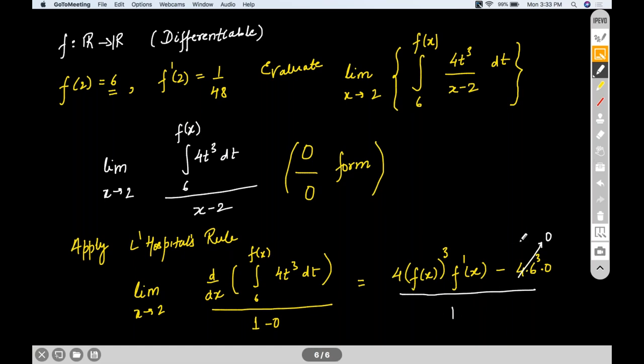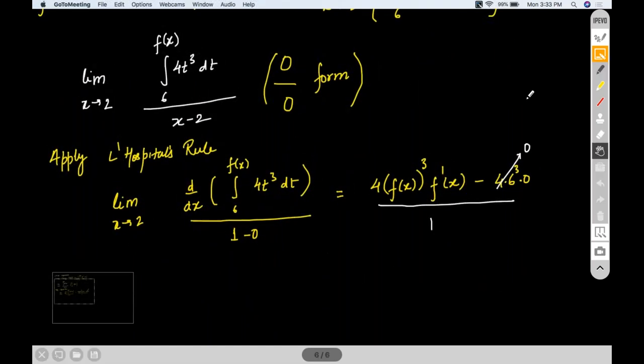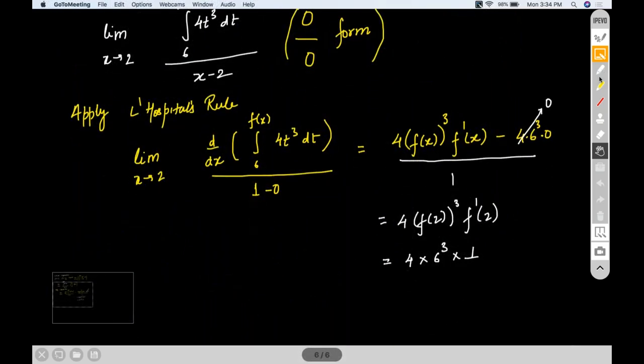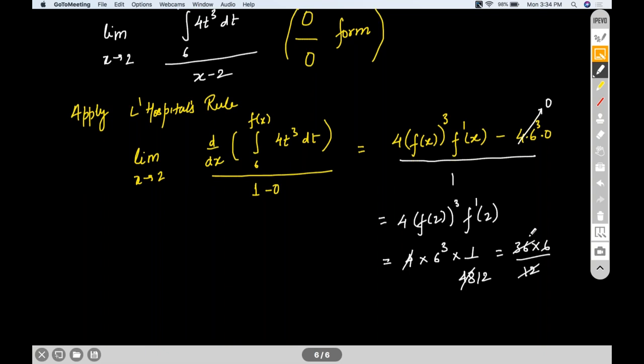Now put the value of x as 2, because after applying L'Hopital's rule, we have to put the value of x as 2. So it becomes 4 f of 2 whole cube into f dash 2, correct? Now f of 2 is 6, so that's going to be 6 cube. And f dash 2 is going to be 1 by 18, if I'm not wrong. Let me just drag up and check. Oh yeah, 1 by 48, I'm sorry, 1 by 48. So this goes by a factor of 12. In fact, this is 36 into 6 by 12. So ultimately your answer is 18, not 4.5.